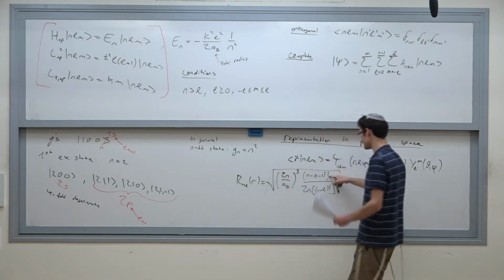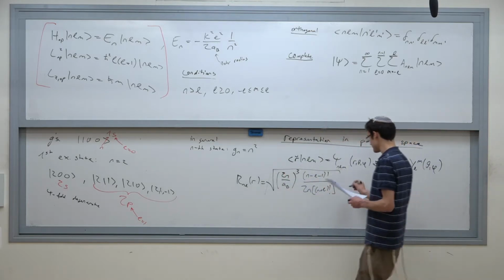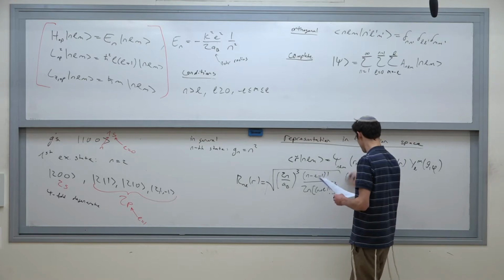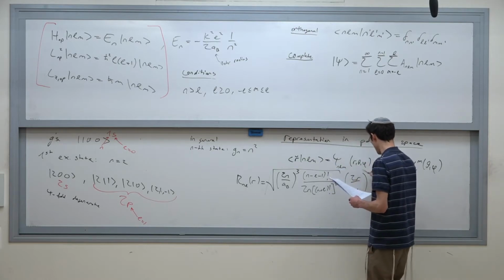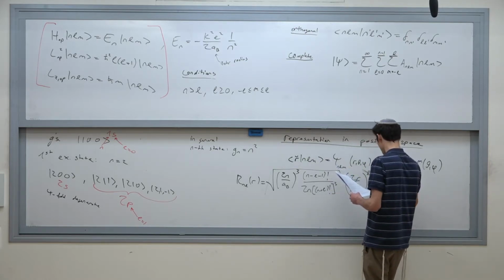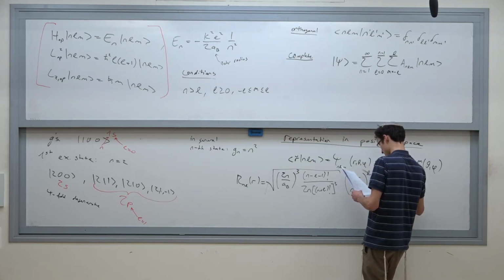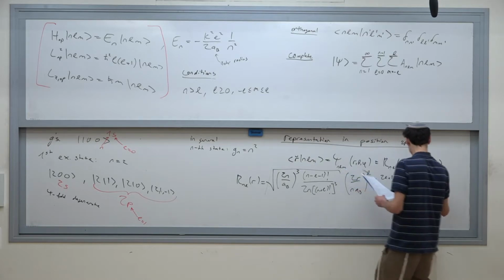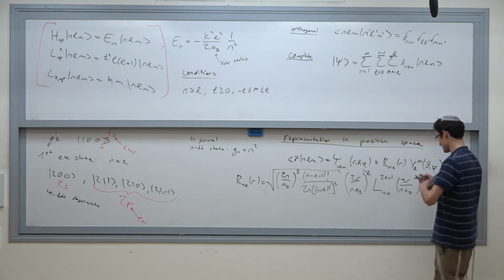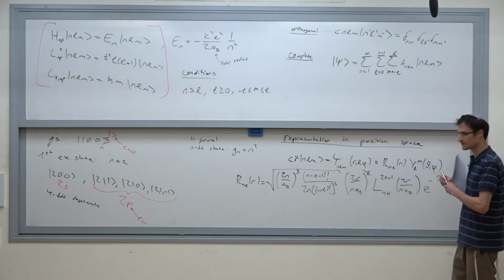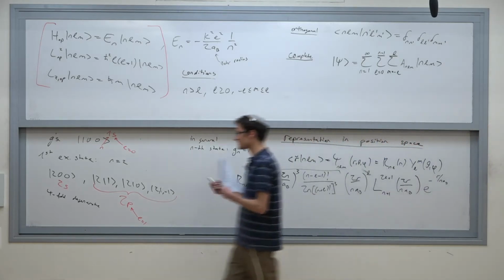The exclamation mark is a factorial. Next part, 2r over n a_B, squared. Sorry, to the power of l. And then there's the capital L, 2l plus 1, n plus 1, 2r over n a_B, e to the minus r over n a_B. So a couple things about this function. I'll give you a second to copy it down, but I'll say a couple of words.